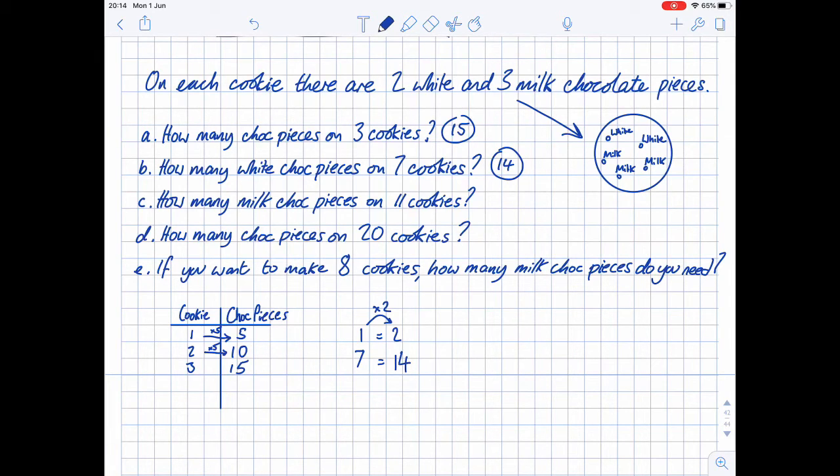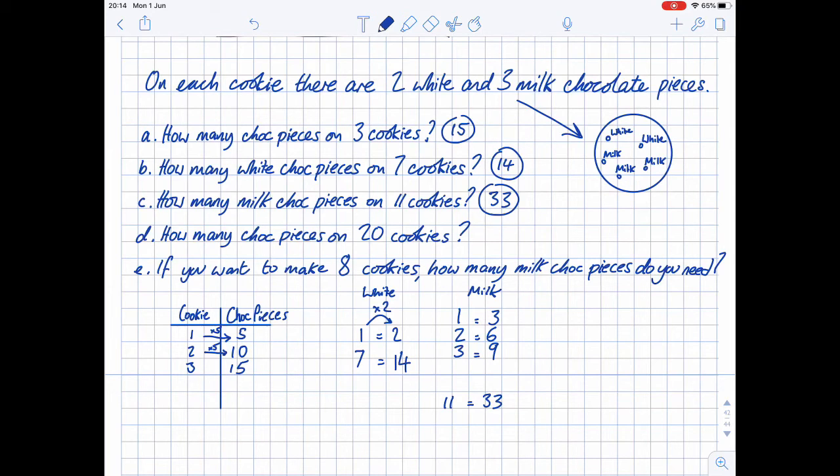Same thing here. How many milk chocolate pieces on 11 cookies? I'll put white there so we don't get confused. So for the milk, 1 cookie, there were 3 milk chocolate pieces, weren't there? So for 2 cookies, it would be 6. Yep, 3 cookies, it would be 9, and so on. So on 11 cookies, how am I getting across this time in my equation? I'm multiplying by 3, aren't I? So there are 33 milk chocolate pieces. Again, I was asking for milk, not total.